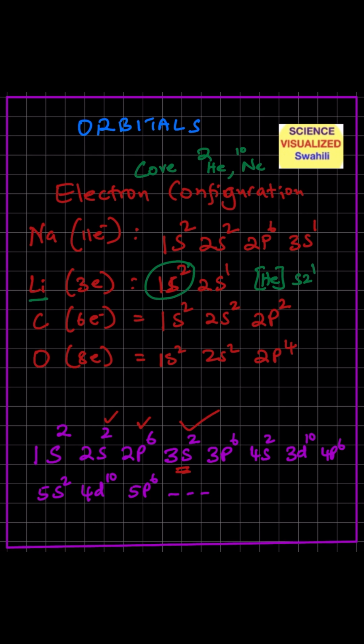The other example is for sodium. We can use a neon core structure which has 10 electrons. So that one there is neon. So that will be neon core structure and then 3s1. Carbon, we have a helium core structure which is 2 electrons, then 2s2 and 2p2. We use the same method for oxygen. Again, helium core structure for 2 electrons, 2s2, 2p4.